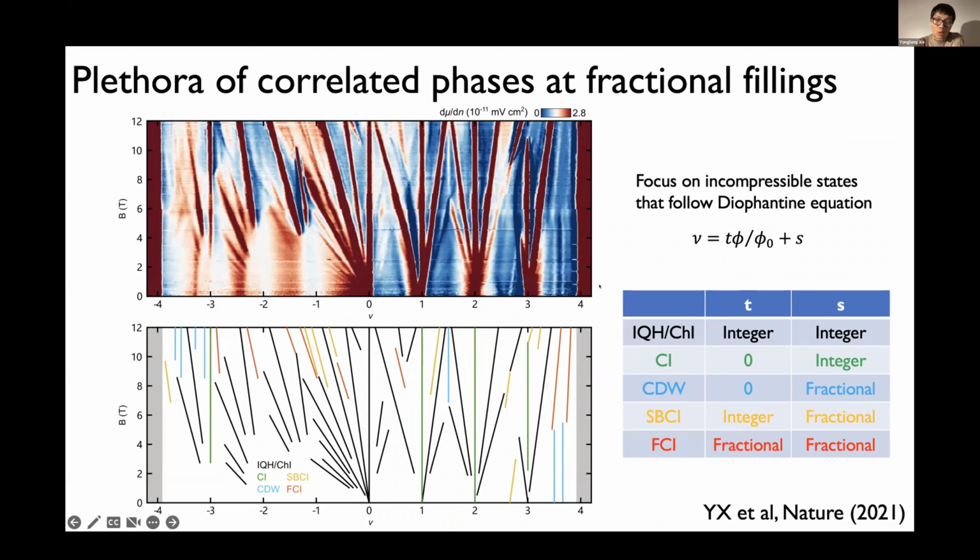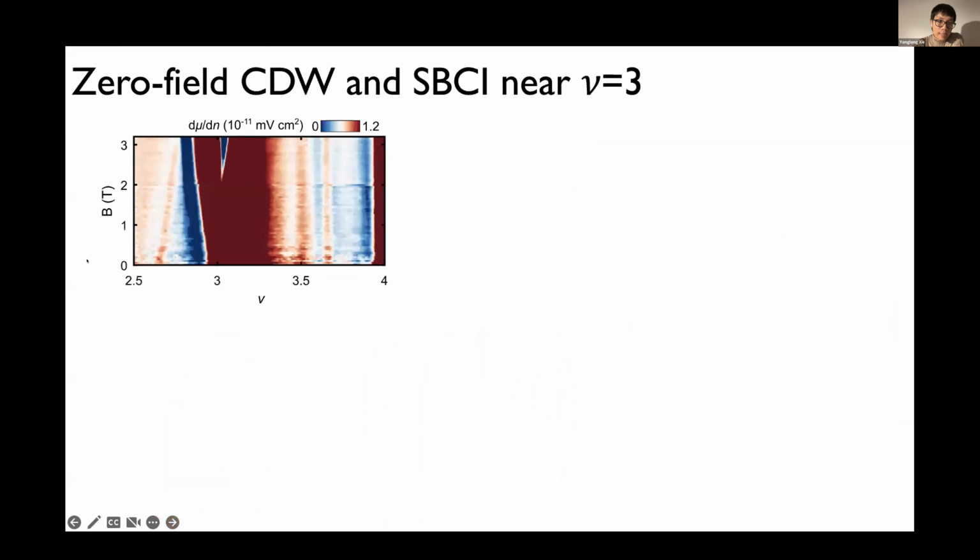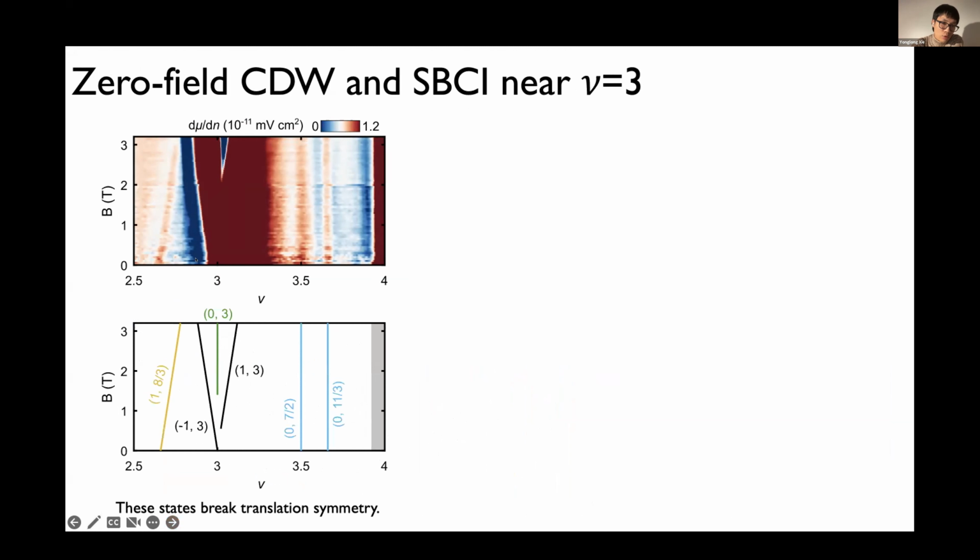So what I'm going to do next is to go to part of the phase space where we have a pretty good handle on what's going on, and that is between filling factor 3 and 4, 2.5 and 4, where the system is pretty well described by filling just one of these Chern bands in the system. And we can perform the same exercise and then trace out all these incompressible states that we see. And the fact that you find a fractional intercept actually immediately tells you that this state likely breaks translation symmetry, because that means that you're only filling every third of a unit cell in the Moire superlattice.